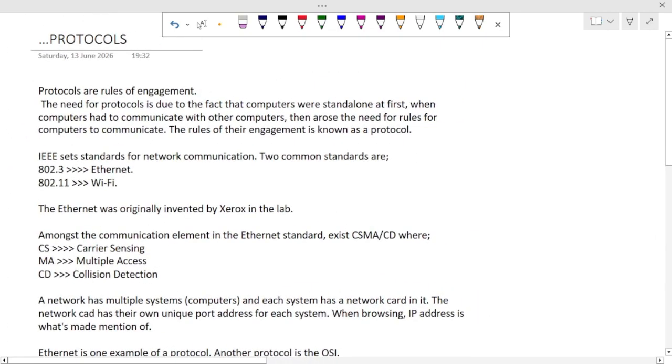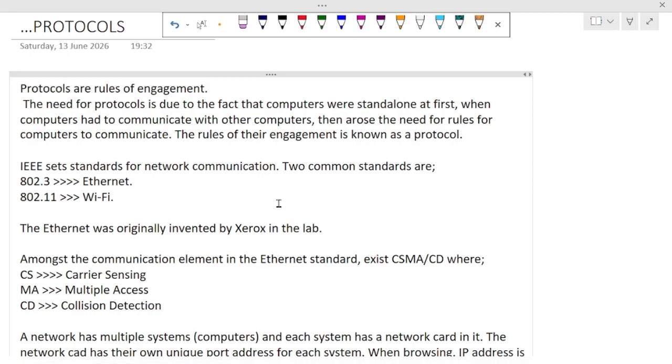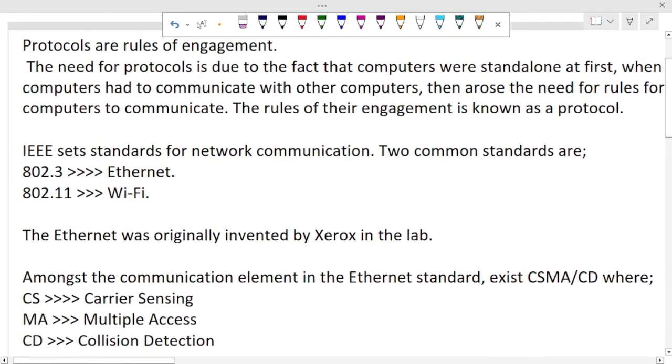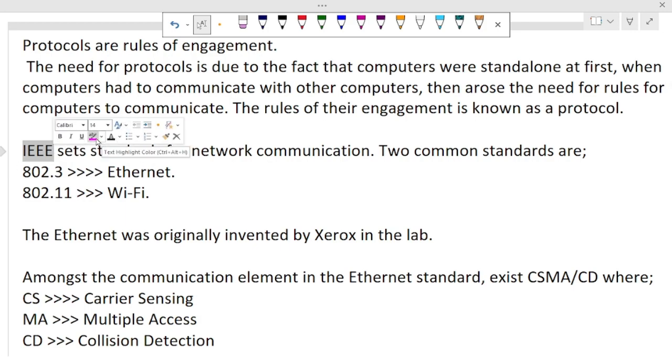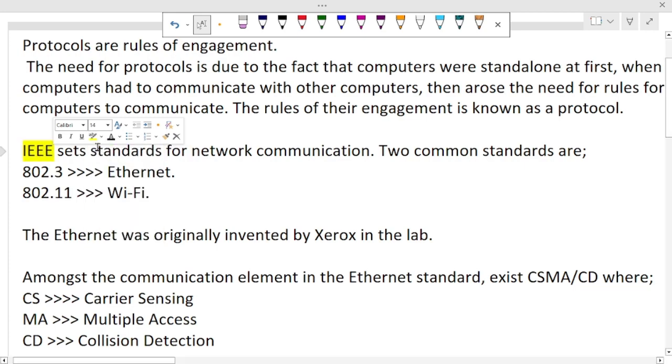Now, the next thing is this. Who set up these rules? Who gives these rules? Who is in charge of all this? That's the IEEE, the Institute of Electrical and Electronics Engineers. They are the ones in charge of rules like this. They make the rules. So IEEE sets standards for network communication.